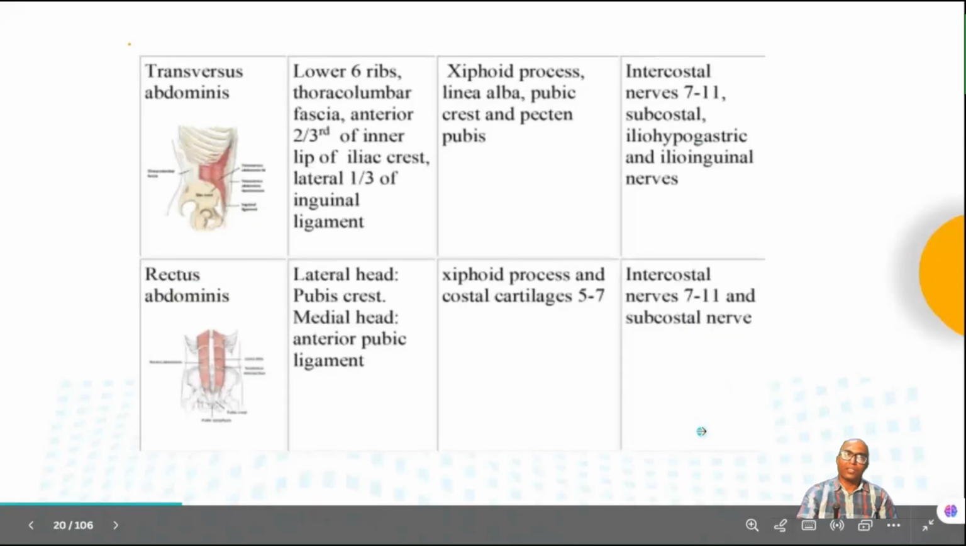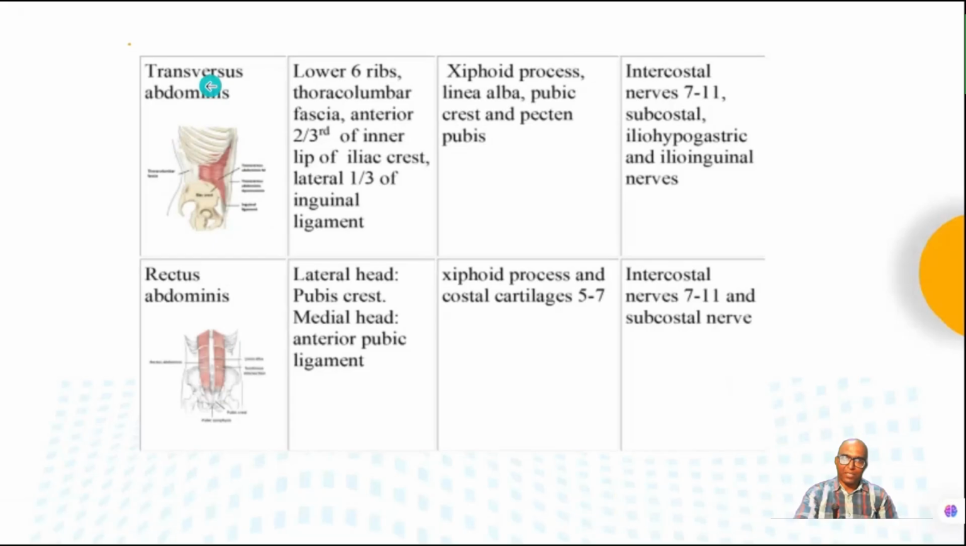Then transversus abdominis. Transversus abdominis origin is from the lower 6 ribs, thoracolumbar fascia, and anterior 2/3 of the inner lip of the iliac crest. So here comes the inner lip of the iliac crest. This is the origin of the transversus abdominis, and the lateral 1/3 of the inguinal ligament. It is inserted into the xiphoid process, linea alba, pubic crest, and pecten pubis.